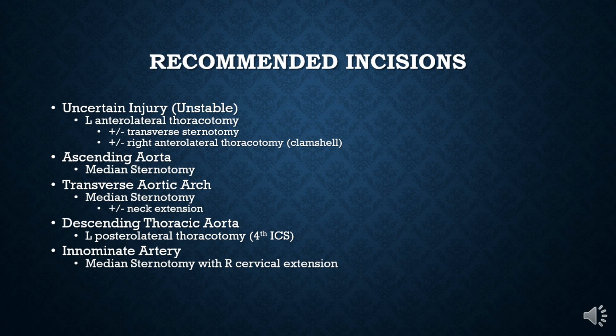Uncertain injuries, unstable: left anterolateral thoracotomy plus or minus transverse sternotomy plus or minus right anterolateral thoracotomy, clamshell. Ascending aorta: median sternotomy. Transverse aortic arch: median sternotomy plus or minus neck extension. Descending thoracic aorta: left posterolateral thoracotomy. Innominate artery: median sternotomy with right cervical extension.